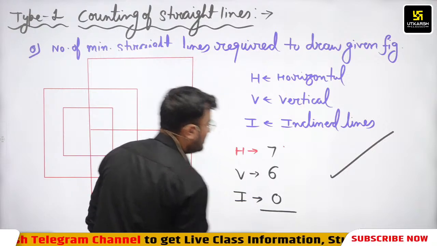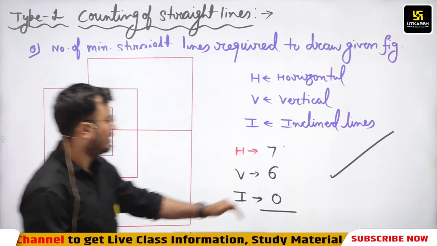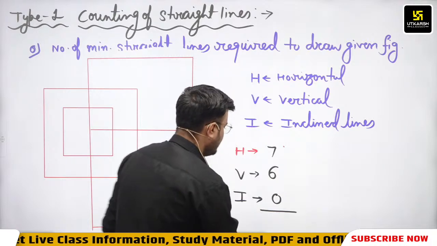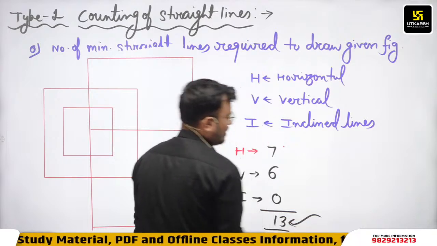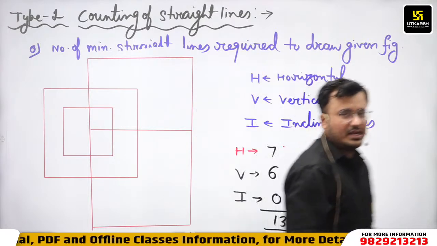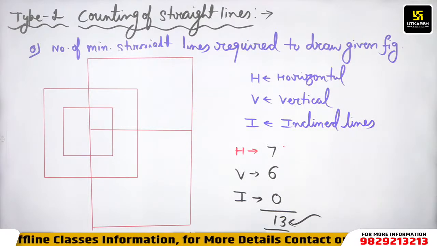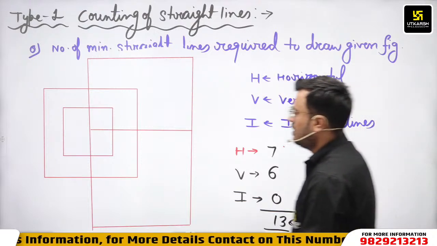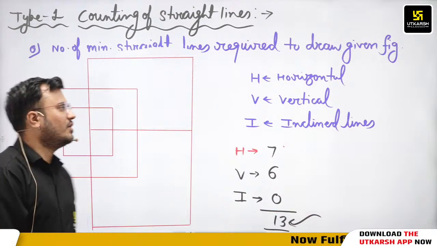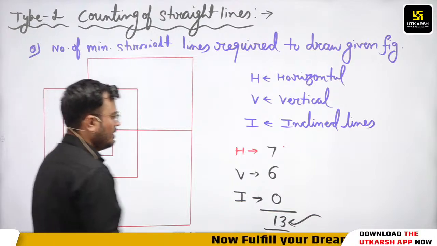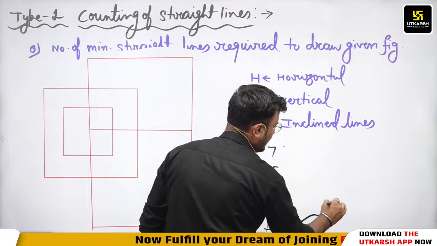So in total, how many straight lines are required to draw this figure? If we add all these, we get 13. So 13 straight lines are required, or we can say 13 minimum straight lines are required to draw this figure.